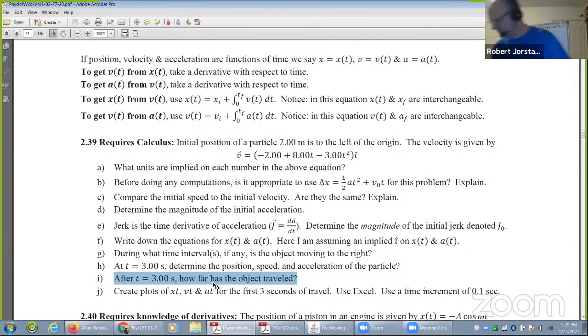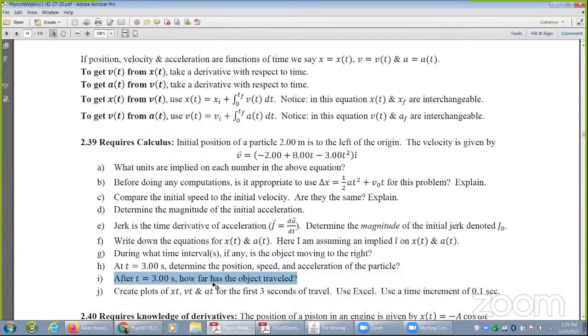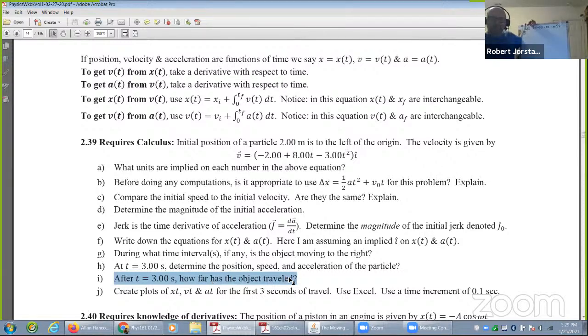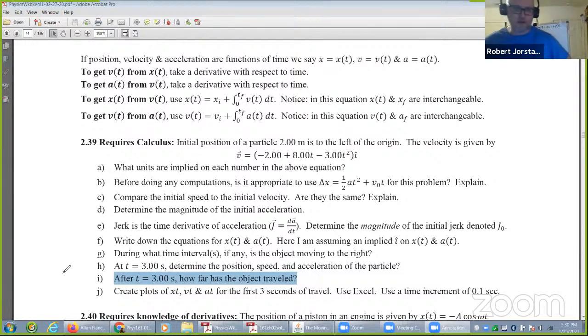So what do you think? How would you get this one? Would you use the acceleration? No, I wouldn't. Isn't it the magnitude of the position? That's closer. So let's talk about that. Basically, don't we know X? I'll call it X3, meaning X at 3 seconds. We know that number from part H. We could plug in 3 into the X equation and get it.